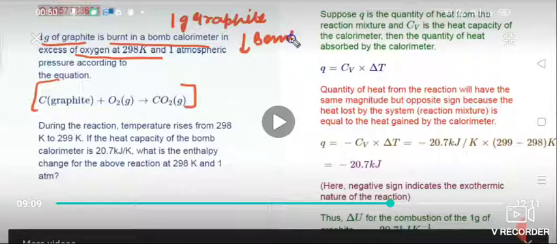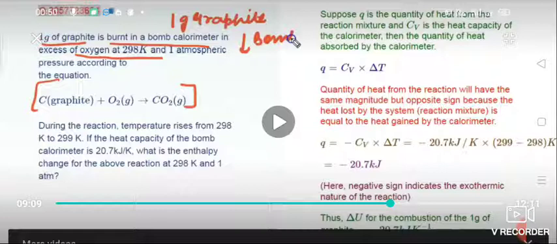Q is equal to Cv delta T. Delta T means the difference between the final temperature and the initial temperature. Heat capacity is directly proportional to the amount of substance. The molar heat capacity is the heat required to raise the temperature of 1 mole of substance by 1 degree Celsius or 1 Kelvin. These are the related terms.